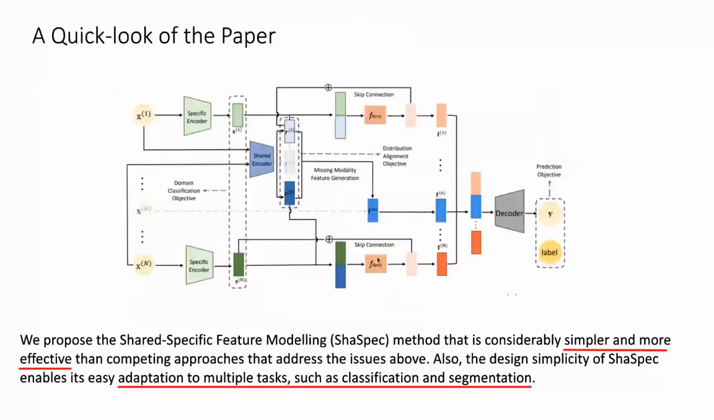So this is our framework. We have multiple modalities with different specific encoders, and we have one shared encoder to give the specific features and shared features respectively. The shared features and specific features will be fused for those available modalities, but for missing modalities, they will be generated from shared features. So we propose the shared specific model that is significantly simpler and effective and can adapt to multiple tasks easily. And this is a quick look at the results.